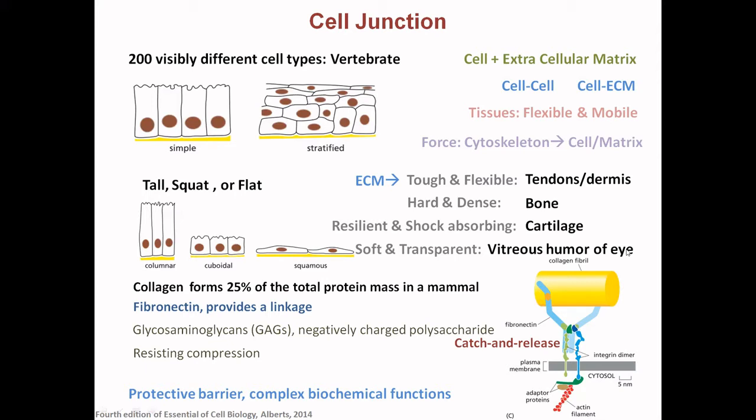The collagen that forms 25% of the total protein mass in a mammal is a major constituent of the extracellular matrix. This collagen is connected to the cell through a protein called fibronectin. Another component is the polysaccharide glycosaminoglycan, which is negatively charged. It gives the tissues resistance to compression.